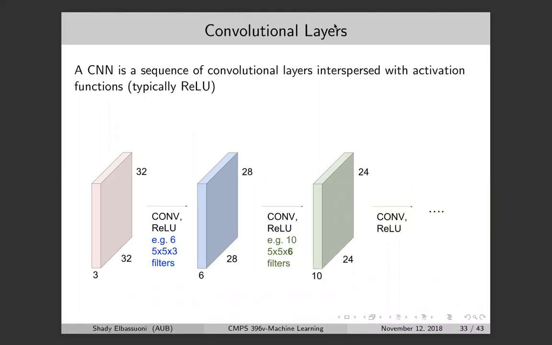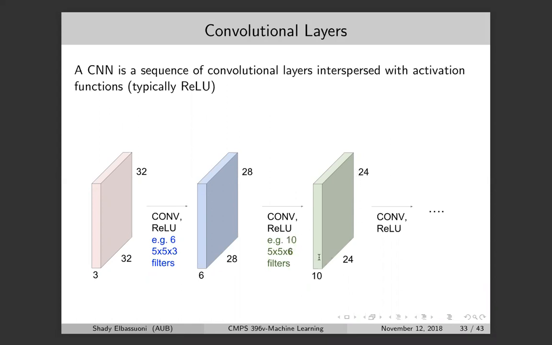Yes, depth 3 for RGB, yes. And then you got an output which is 6, right? Because you concatenated the different maps. And so that's why I use the filter. Next filter would be of depth 6. Right? So 5 by 5 by 6 filters, 10 of them. That gives me a depth of 10 because I have 10 filters.